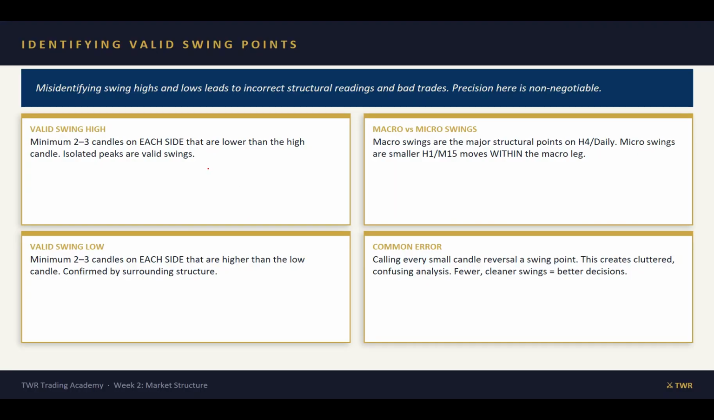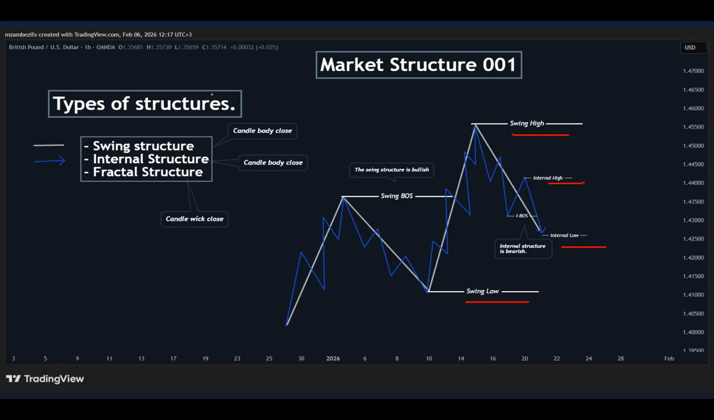Now, how do we validate them? You have to know how to identify the swing highs and swing lows. As I have shown you in this one, let's say this one is the daily time frame. The white one is the daily one, while the blue one is like the 1 hour.